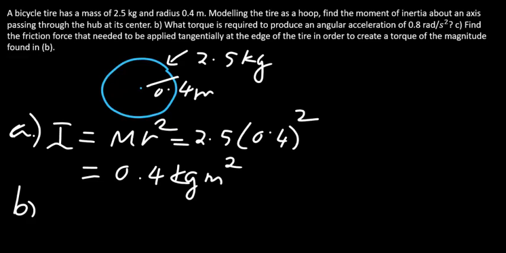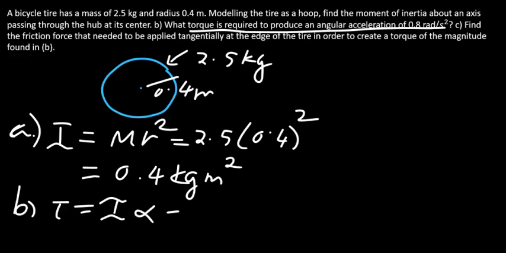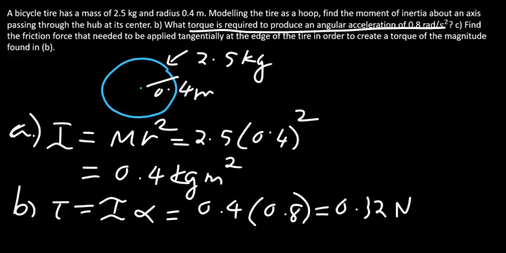Part B. What torque is required to produce an angular acceleration of 0.8 radian per second squared? Now this can be answered directly using Newton's second law of rotation, which says torque equals moment of inertia times angular acceleration. The moment of inertia is 0.4 from part A. The angular acceleration is 0.8. And that's going to give you a torque of 0.32 newton meter.